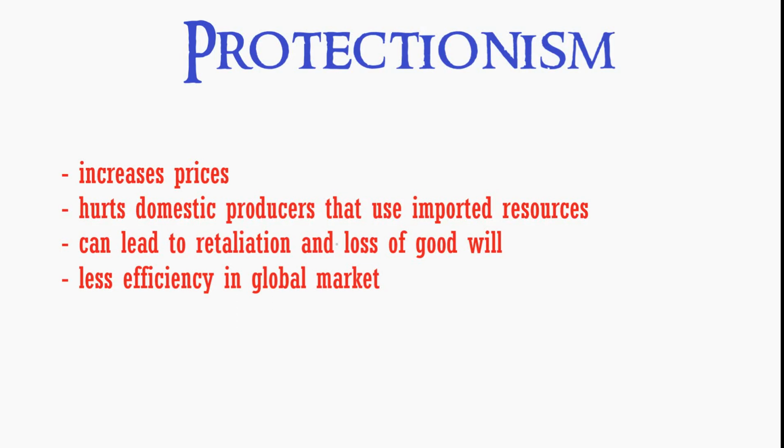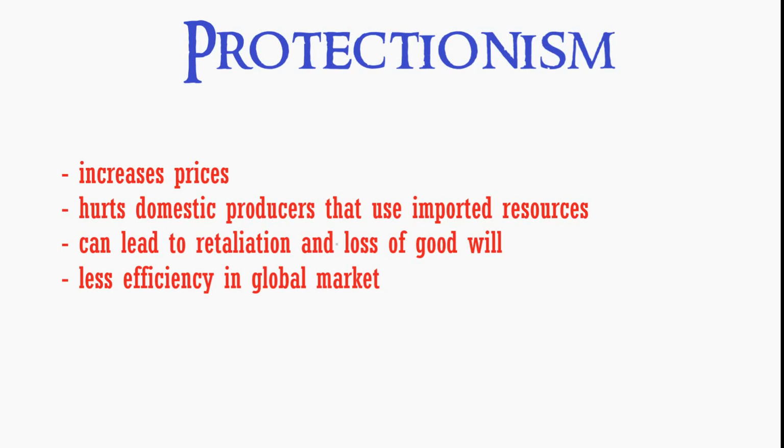For example, the Trump administration placed tariffs on imported steel from Japan and other countries, and this helped American steel producers. However, some American firms used this imported steel and now they had to pay a higher price, which hurt them. Finally, it can lead to retaliation and loss of goodwill. When the Trump administration placed tariffs on China, China retaliated with its own forms of protectionism. This is only one example, and this usually happens once countries place tariffs, and it leads to a general loss of goodwill and tensions between those countries.